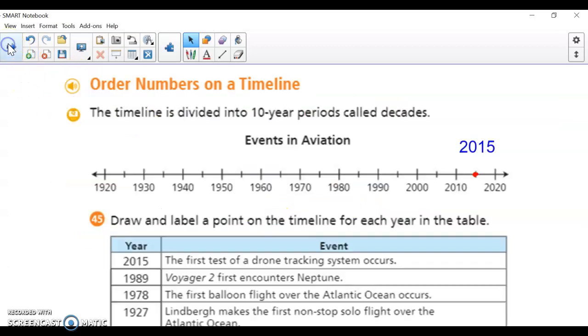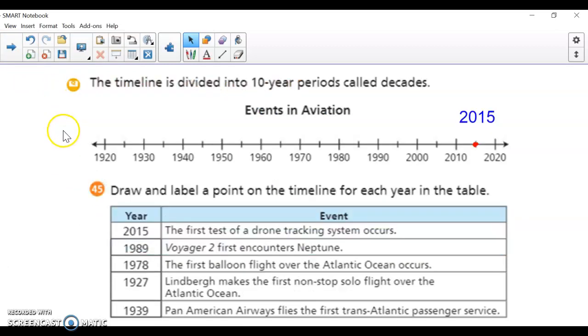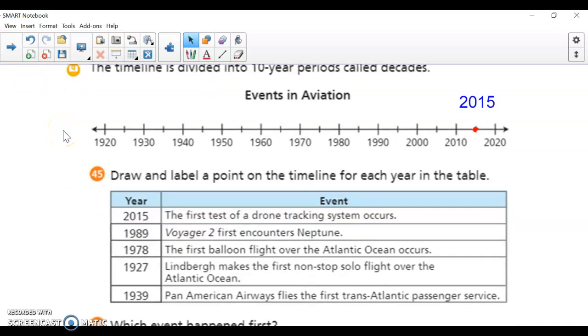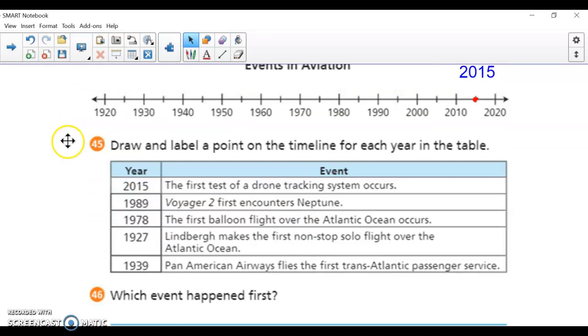Okay? So the very last page that you're going to be working on is entering these into a timeline. And so I did the first one for you. You are going to take these points from the table, or these dates, and put them on the timeline, right? Just like I did here. So 2015 is labeled here. You're going to label 1989, 1978, 1927, and 1939. Try and get them as close to accurate as you can.